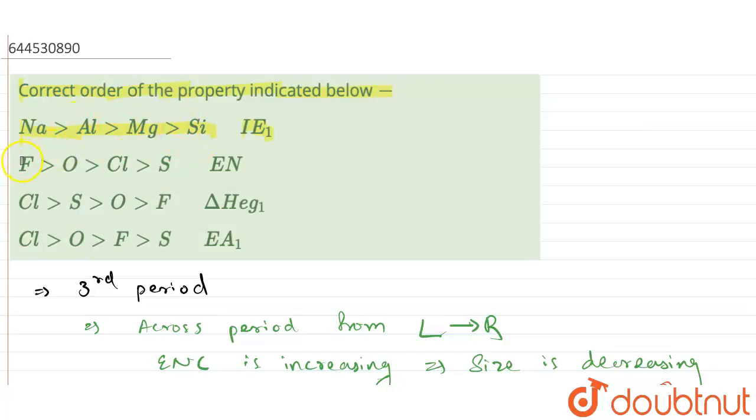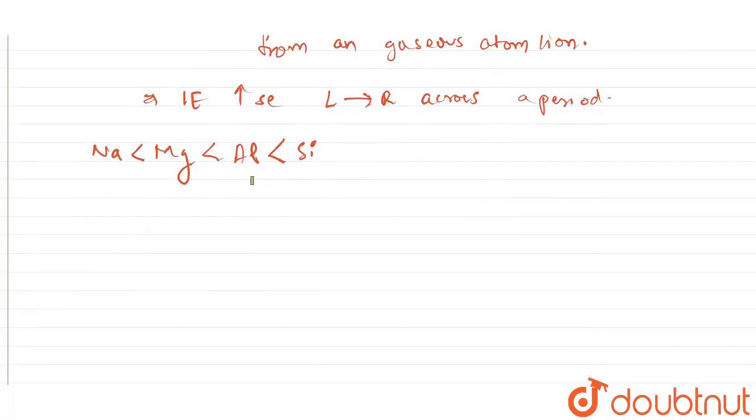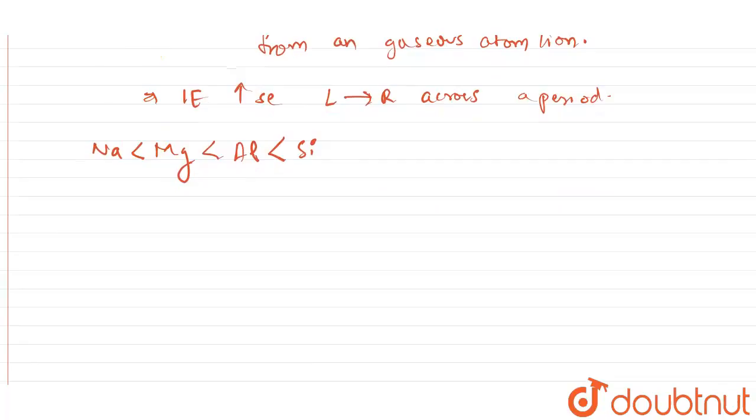Moving forward to the second question, that is fluorine greater than oxygen greater than chlorine greater than sulfur, the electronegativity order. If you see the electronegativity values, F being the most electronegative has the value 4.0. Nitrogen, we have chlorine and not nitrogen over here. So chlorine electronegativity is 3.0, oxygen is 3.5, and sulfur is 2.5.